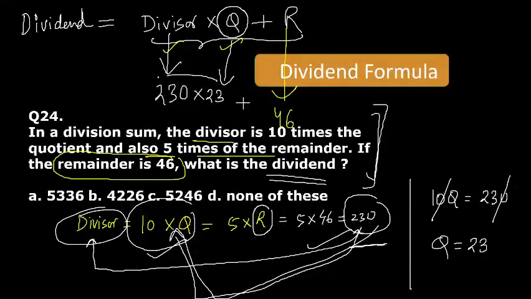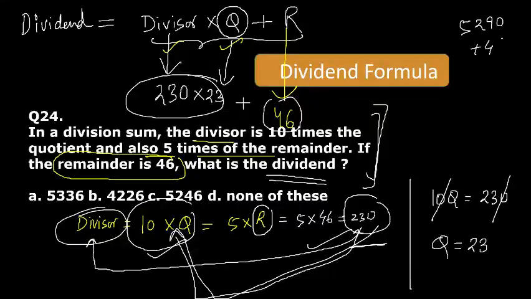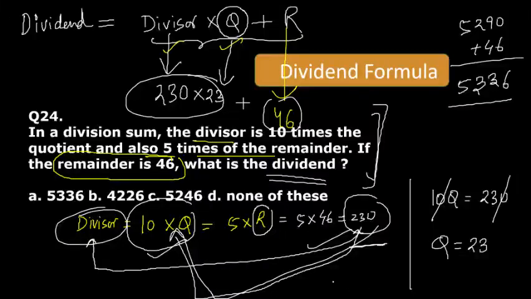Just multiply these two first and then add. Multiply these two numbers to get 5290 and add the remainder. Your answer will simply be 5336. Is it clear, everyone? A very simple basic formula: dividend is equal to divisor into quotient plus remainder.